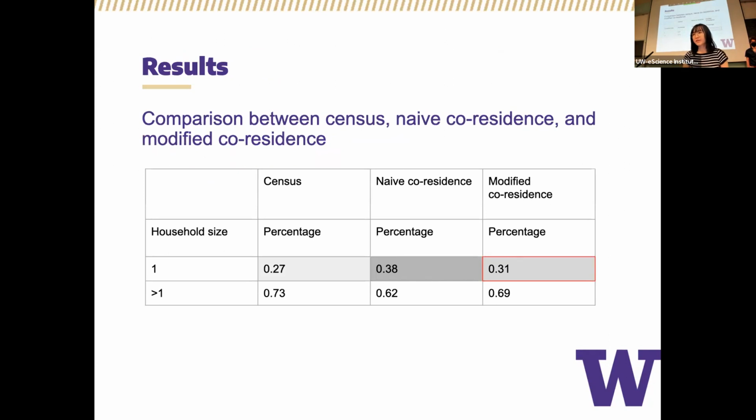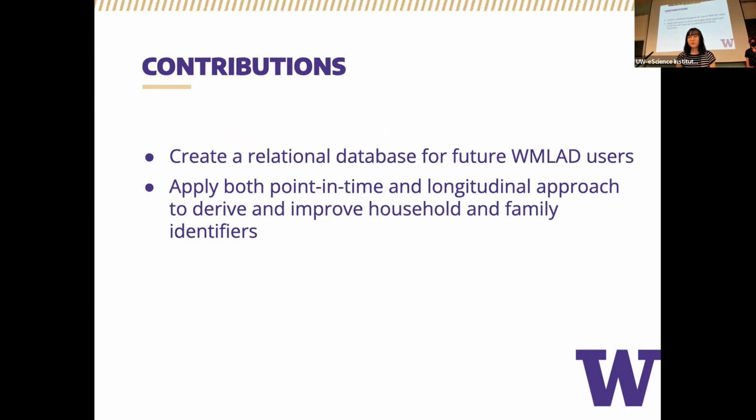After implementing this modification algorithm and removing duplicates to make sure that each person only appears once in a given month, we found that the proportion of one-person residences went down to 31%, which looks closer to the census data. So to summarize what we have done throughout this program, first of all, we created a relational database for future Womenland users with all data in a clean and well-structured format. And we also applied both point-in-time and longitudinal approaches to derive and improve household and family identifiers.